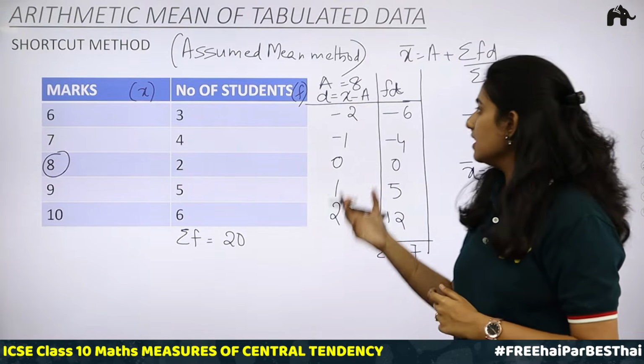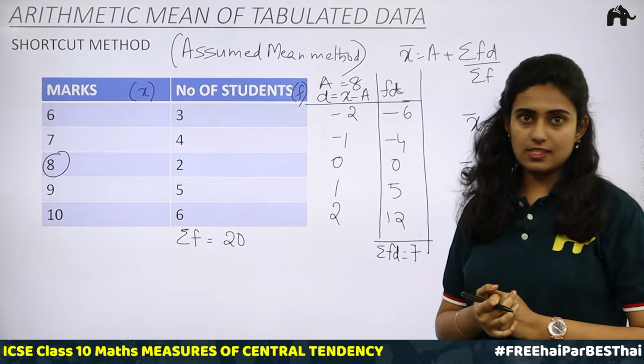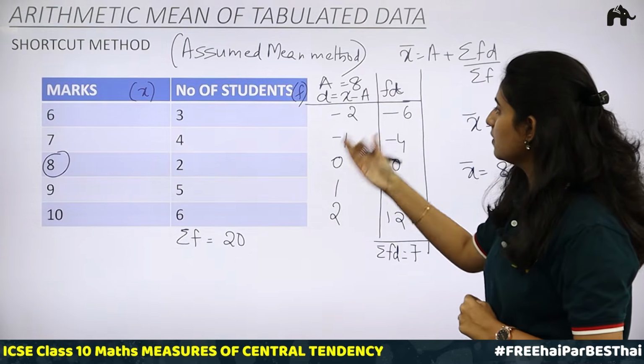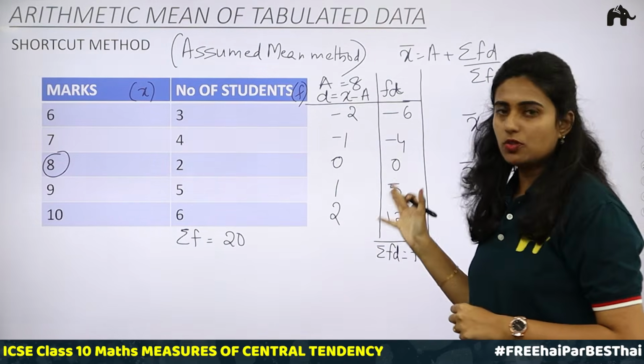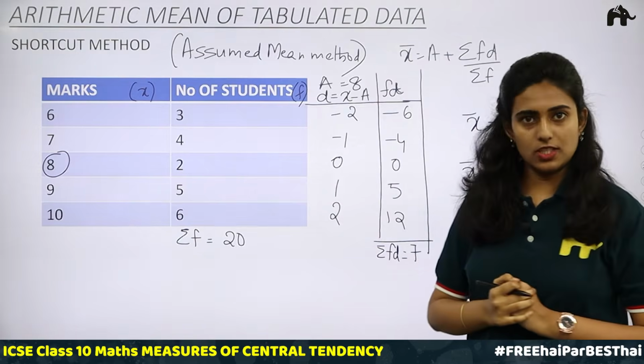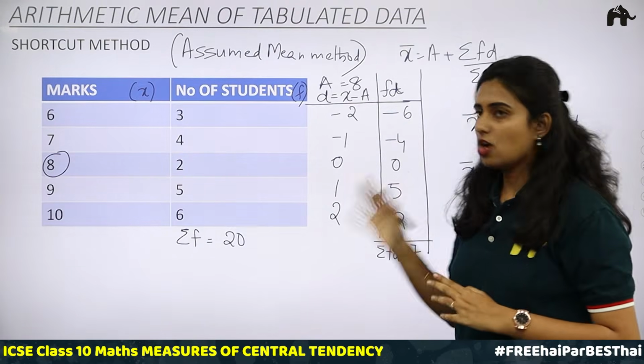So what is the difference? Here the calculations were much more easier, right? We got minus 2, minus 1. Finding the product is more easier. Taking the sum is also easier. So this is how you can do the shortcut method.